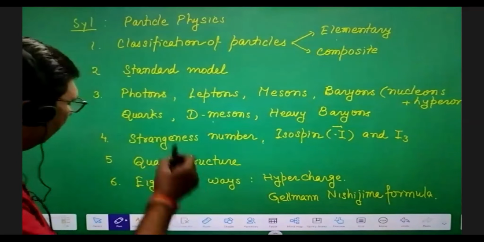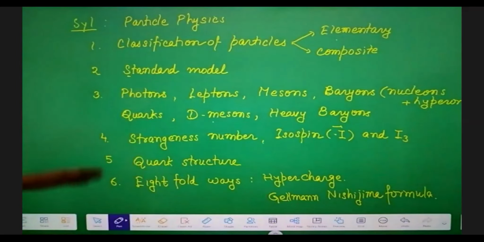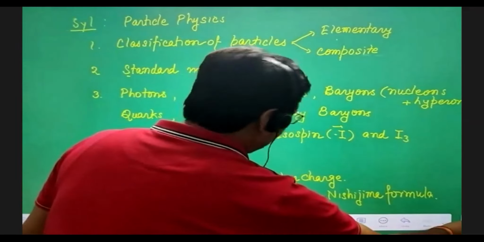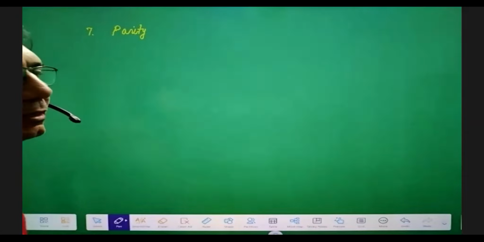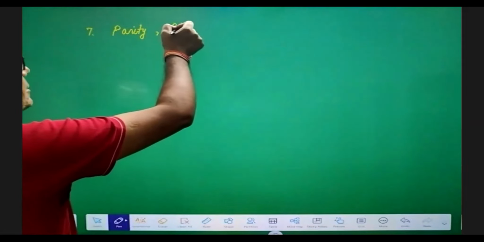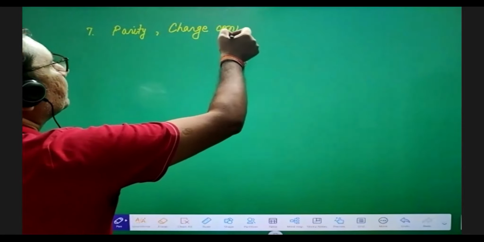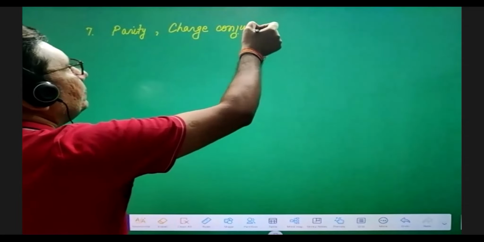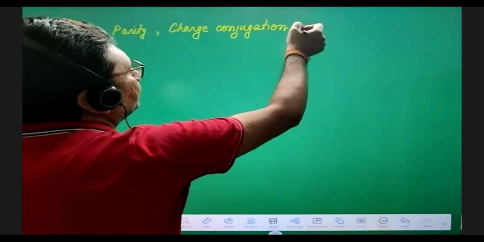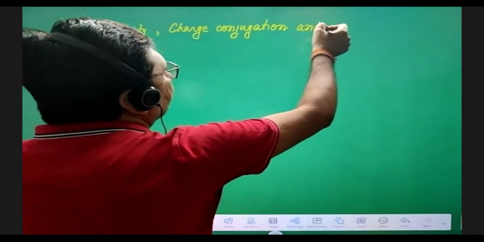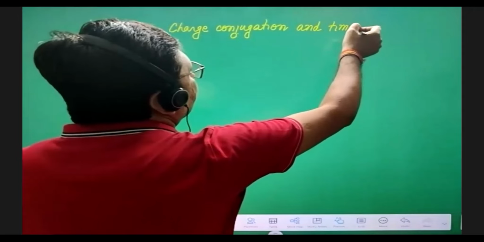Apart from this, after discussing all these aspects, I will discuss three other important properties. First will be parity. Parity conservation is an important part of these interactions. Then charge conjugation, and then time reversal.